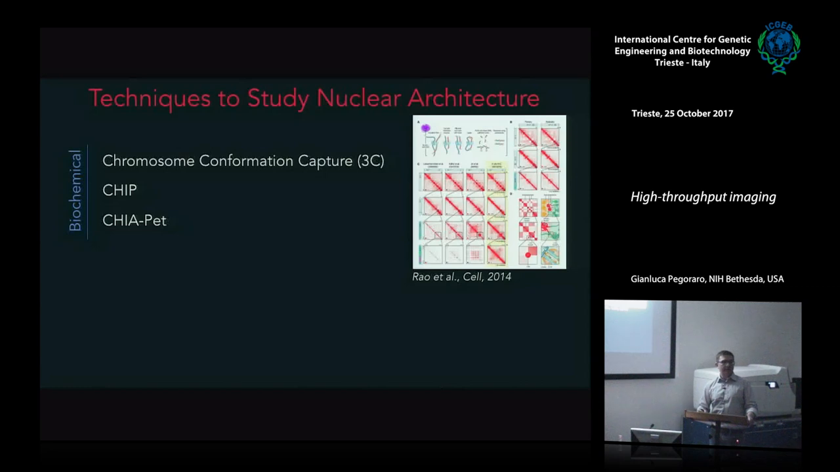The first class, the 300-pound gorilla in the room, is the family of proximity-based ligation assays, such as chromosome conformation capture. These techniques are based on next-generation sequencing. I won't go into the details. But one of the major advantages of these techniques, and they have really revolutionized the field in the past 10 years, is the fact that they provide a genome-wide view of nuclear architecture at very high resolution, down to 1 KB.